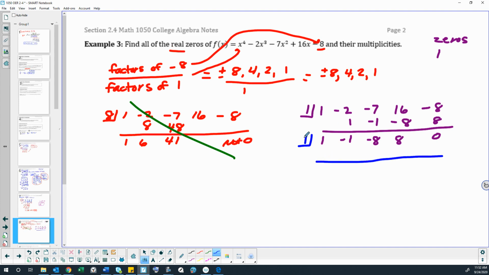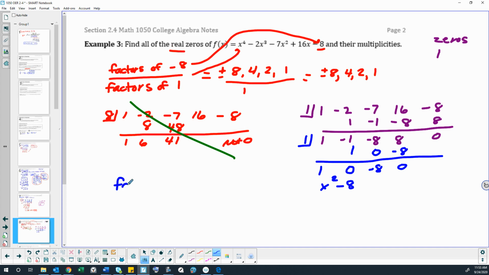So you really want to check those by going from your previous answer, because obviously we know that 1 goes into our original problem. Our goal is to find out if 1 will now go into what we have left. So bring down our 1. 1 times 1 is 1. Negative 1 plus 1 is 0. 0 times 1 is 0. Negative 8 plus 0 is negative 8. Negative 8 times 1 is negative 8. And that brings our remainder to 0. So now we're left with a little quadratic here, x squared minus 8.